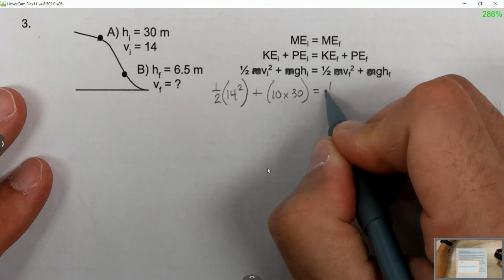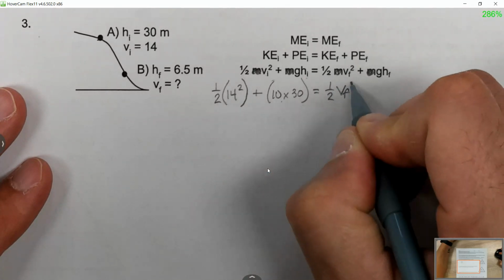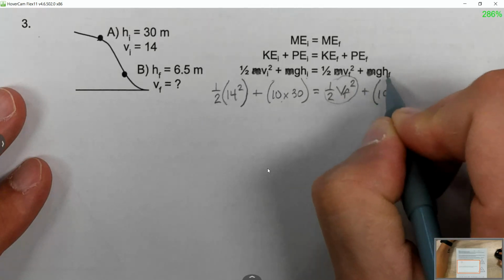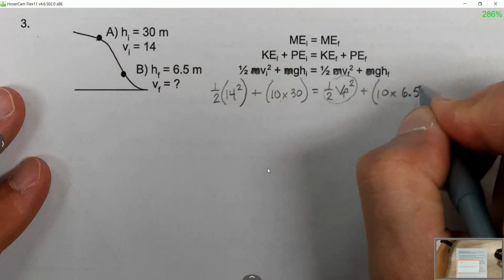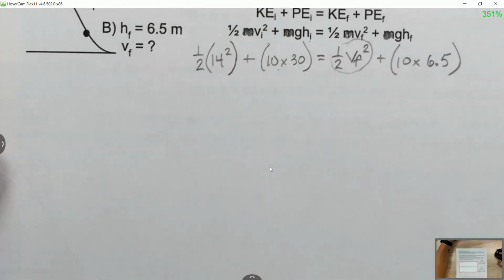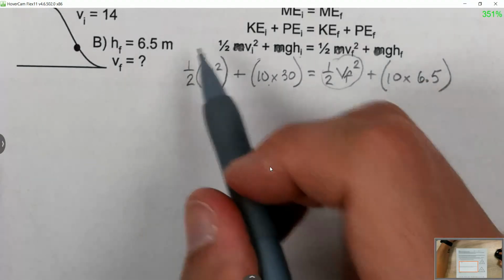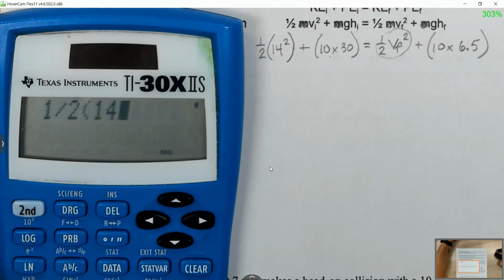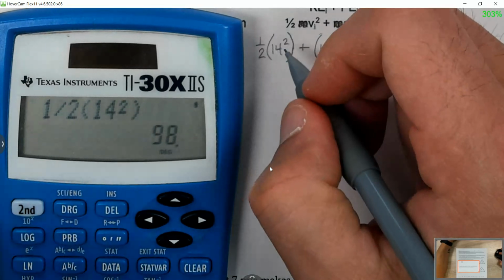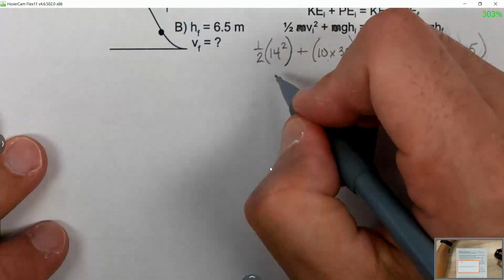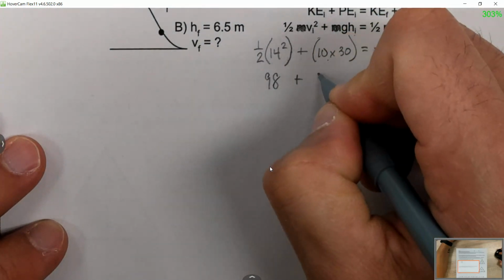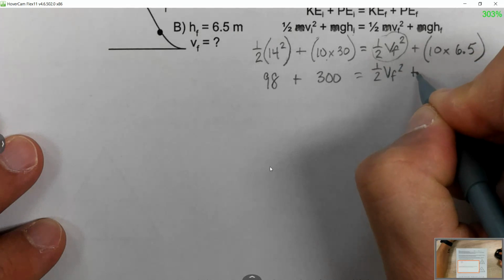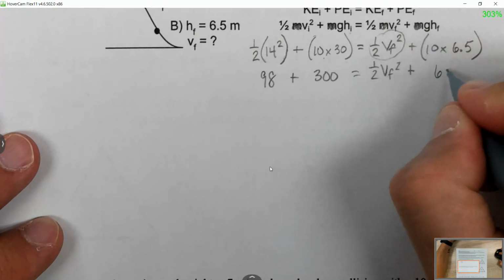Bring down the equal sign. Now we have to leave this the same. 1/2 VF squared. This is going to stay together until the last step or two. Plus G, which is 10, times HF, which was 6.5. From here, in your calculators, you're going to make sure you put everything in correctly. This 1 divided by 2, parentheses, 14 squared, kicks out an answer here, 98. Write them directly underneath where they need to go. Bring down the plus sign. 10 times 30, 300. This is staying put until the very end, 1/2 VF squared. Plus 10 times 6.5, we're going to get 65.